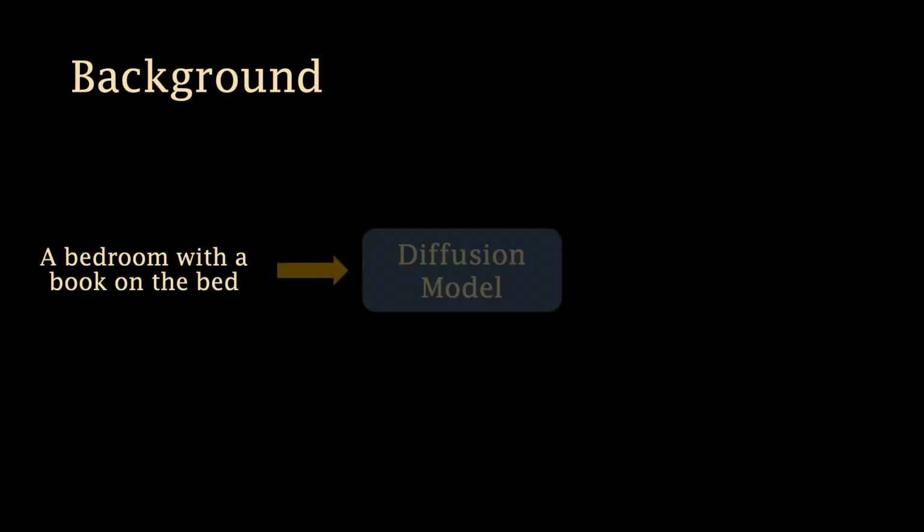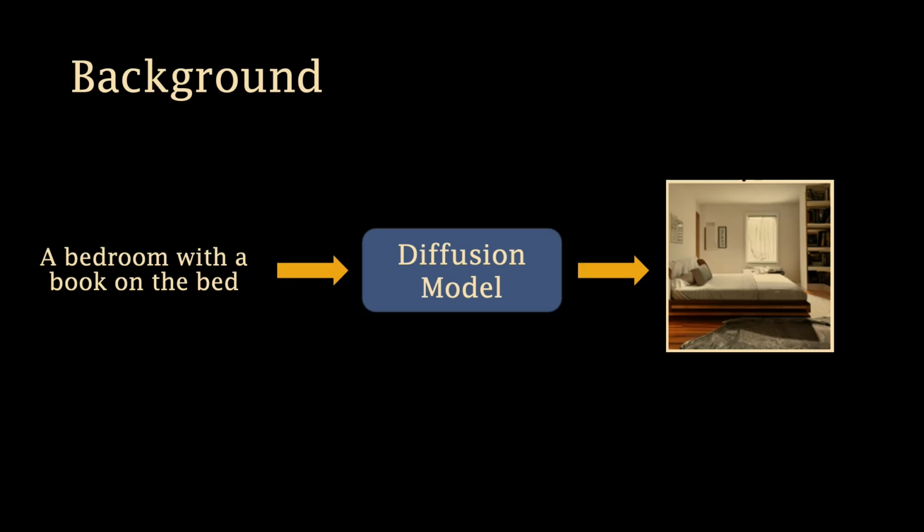So ChatGPT takes in text that you provide and generates a textual output for you. But what text-to-image does is, let's say you have a prompt, a bedroom with a book on the bed. You put it into some text-to-image model. One of those models is known as a diffusion model, and it outputs an image, as the name suggests.